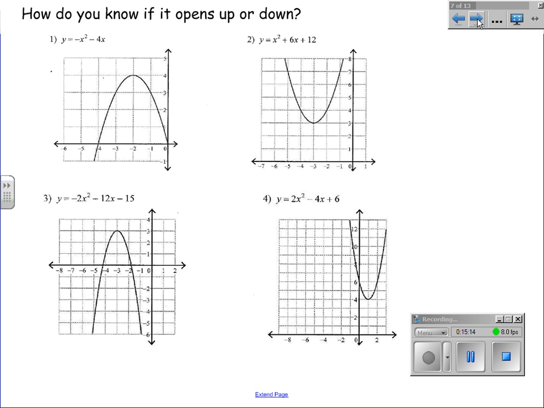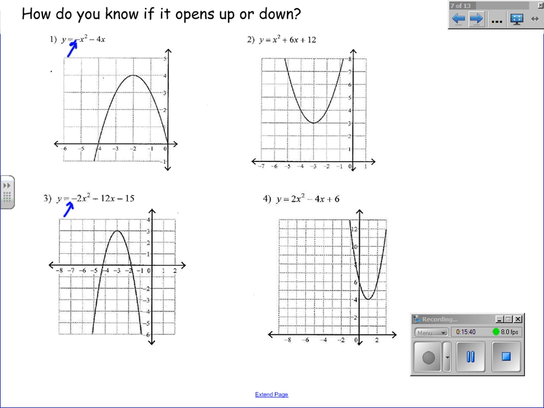Kelly, can I call on you this time? Sure. Okay. The quadratic term, I believe it is negative when it opens down. Yeah, very good. The coefficient on the quadratic term is negative when it opens down. You see this negative there, and you see this negative here. When it's positive, it opens up. So that can help you predict it.